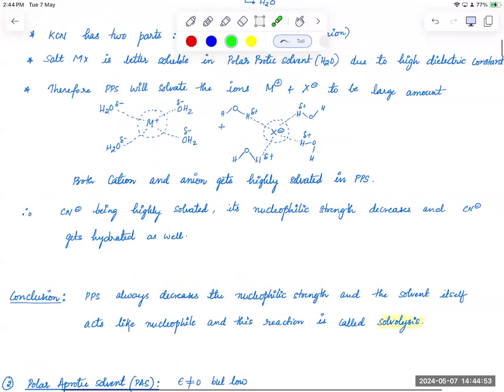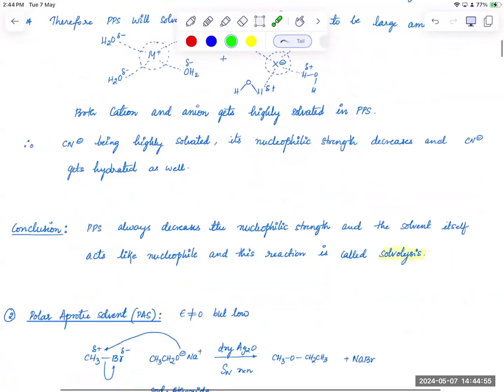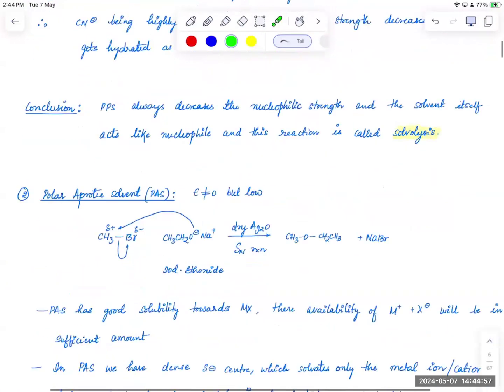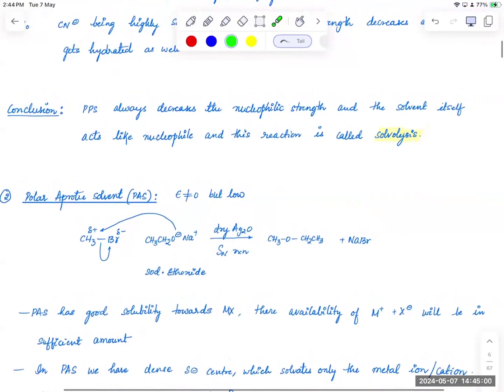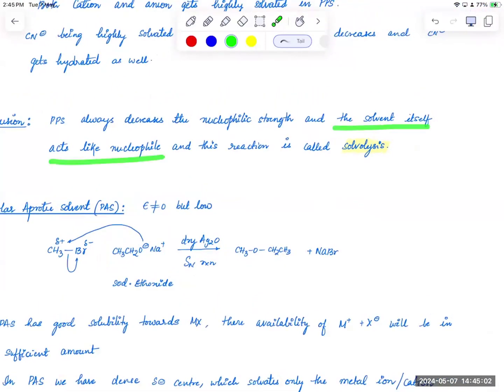So in short, you can see polar protic solvent always decreases the nucleophilic strength and the solvent itself acts like a nucleophile. And this type of reaction is called solvolysis. That means instead of CN minus attacking, the water itself is attacking the substrate, the alkyl halide. Then that kind of reaction is called solvolysis.